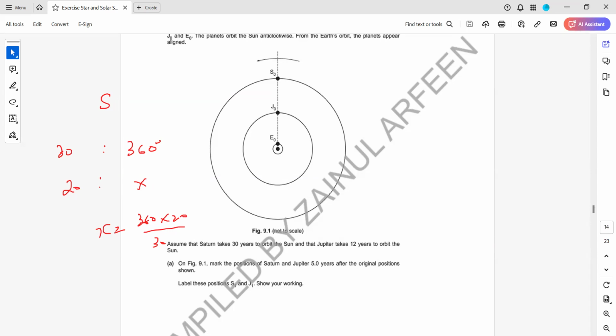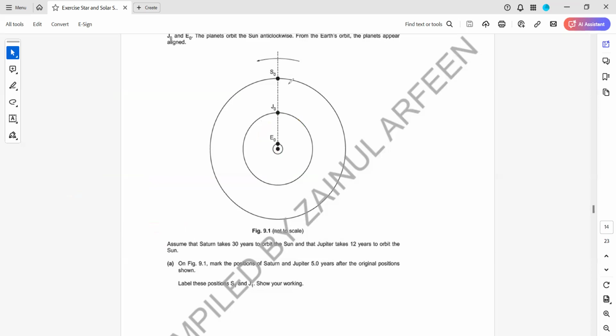So 240, because this angle is 180, 180 will be here, because one complete angle of a protractor is 180. So 180 here, then we'll measure from this side. We'll change the protractor position because half is 180. So 190, 200, 210, 220, 230, 240. So 240 is somewhere here. So we write that is the new position of the Saturn.